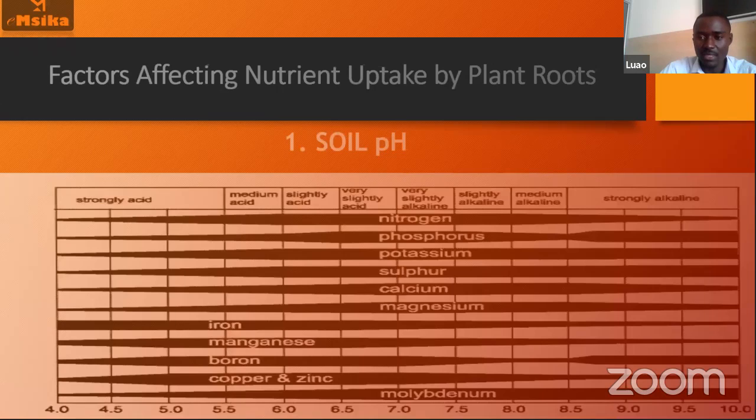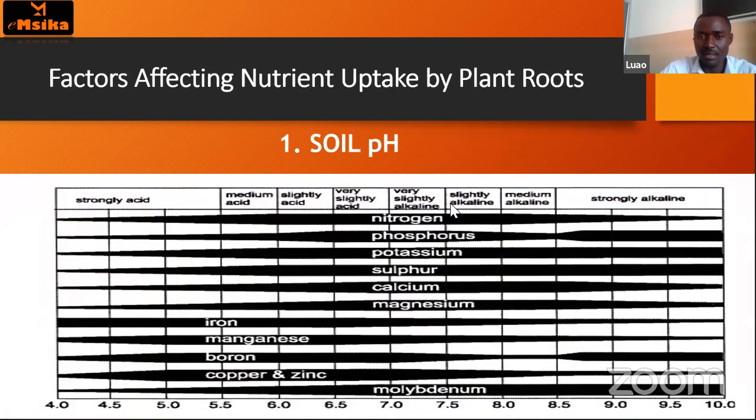So we'll look at the factors which affect nutrition uptake by the plant roots. The first one is the soil pH. pH means the potential hydrogen in the soil. This is a scale that ranges from 1 to 14, and in the simplified one here it ranges from 4.0 to 10.